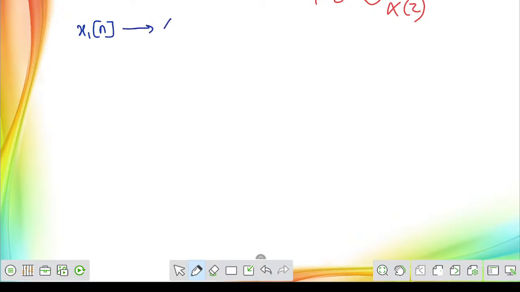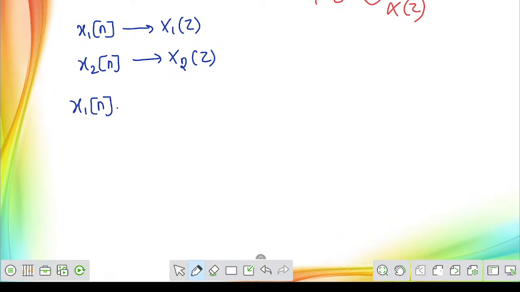and its correspondent transform we can define it as x1 of z. I have one more signal x2 of n. Its correspondent transform has been defined as x2 of z. Now what is the problem here is, suppose these two signals are multiplied, x1 of n is involved in multiplication with x2 of n. Then what can be the expected correspondent representation?